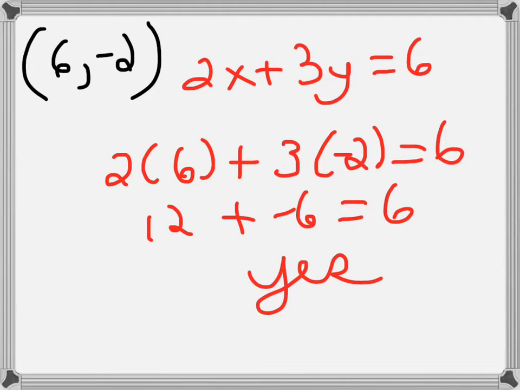Next, the 6 has to go in the x spot. The negative 2 has to go in the y spot. 2 times 6 is 12, and 3 times negative 2 is negative 6, and 12 plus negative 6 is equal to 6. That is a true statement.